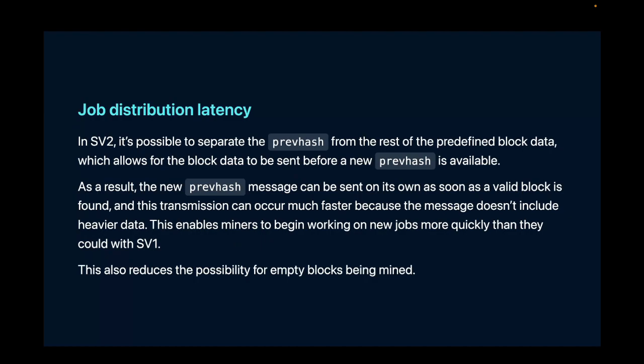In Stratum V2, it is possible to separate the prev hash from the rest of the predefined block data, which allows for the block data to be sent before a new prev hash is available. As a result, the new prev hash message can be sent on its own as soon as a valid block is found. And this transmission can occur much faster because the message does not include heavier data. This enables miners to begin working on new jobs more quickly than they could with Stratum V1. This also reduces the possibility for empty blocks being mined.